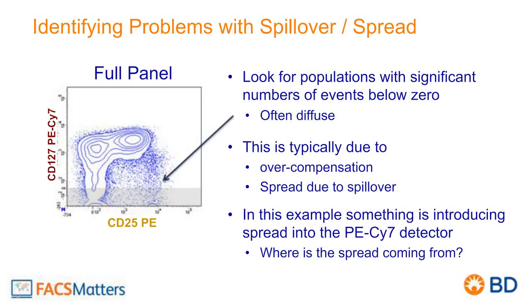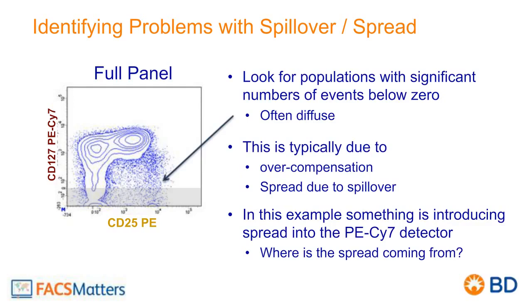So let's talk about identifying, in a multicolor panel, problems with spillover and spread. And we talked about this a little bit last time, but I want to reemphasize something. If you're looking at a full panel and you see this population here, which is the CD25 bright, CD127 dim population, you want to look for populations that have significant numbers of events below zero. Typically, they will be very diffuse and spread out. And this is typically due to, A, overcompensation, which can cause things to go below zero, or very large spread, which is due to the spillover.